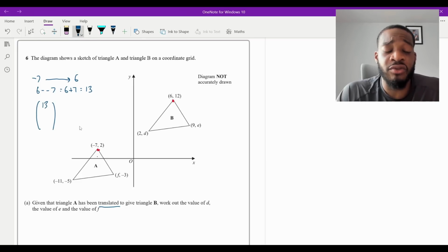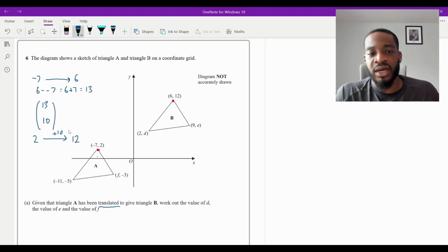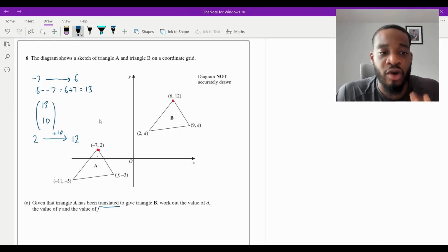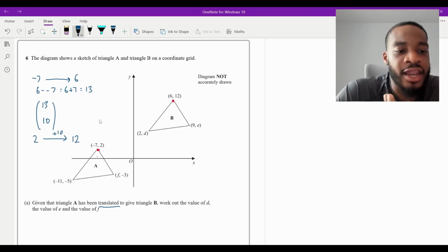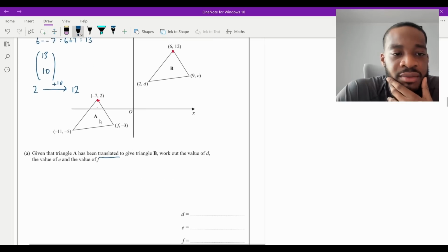And now you're going to do the same for the y-coordinates. The y-coordinate for triangle A on this point is 2. And then the y-coordinate for this one is 12. So again, how do I go from 2 to 12? You just add on 10. Now, we've got our vector, and obviously it has to be the same throughout the points. So that tells us that the triangle from A to B moves 13 units to the right and 10 units up. So now that we've got our vector, we could figure out what these points D, E, and F are.